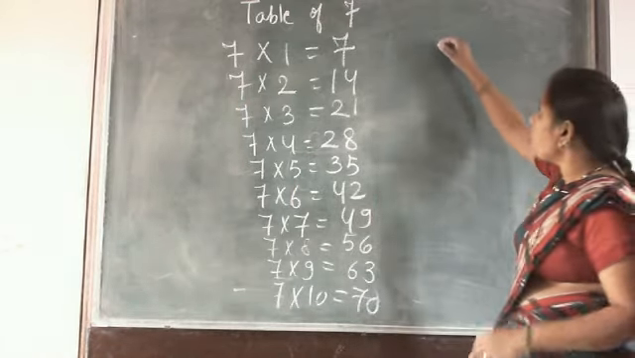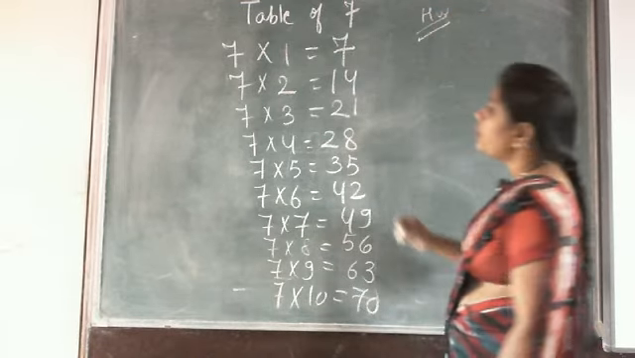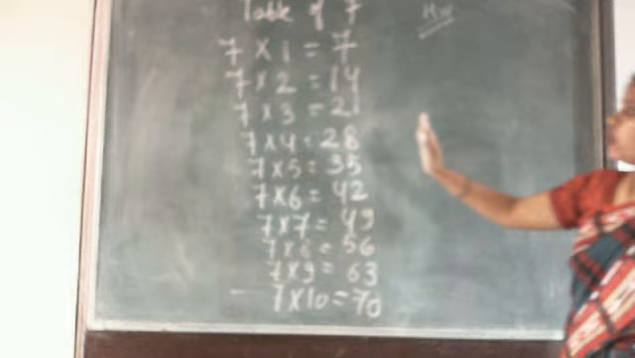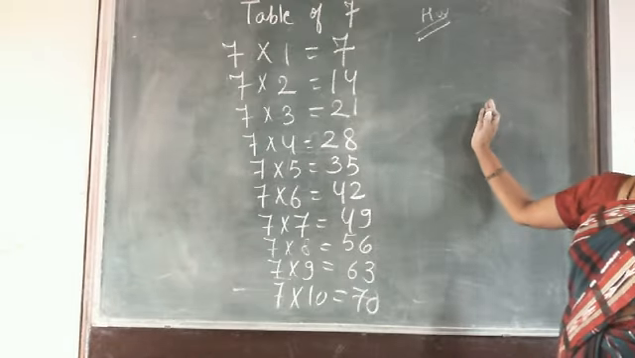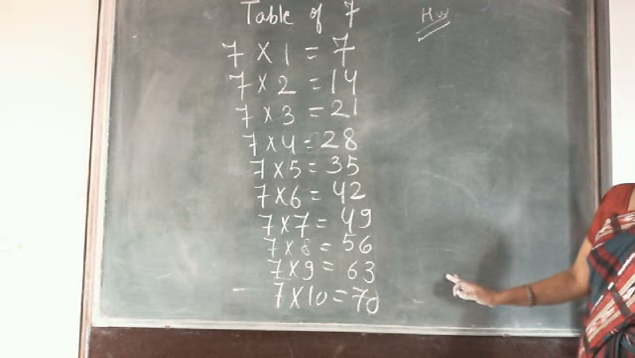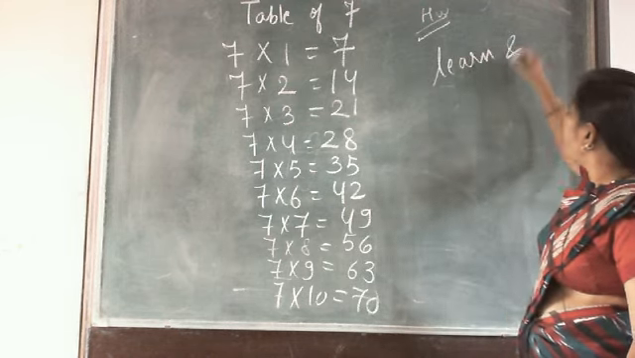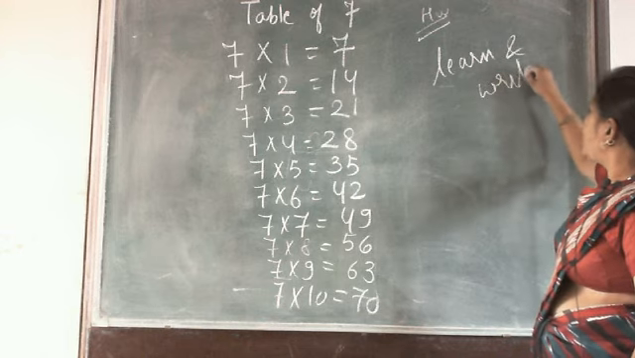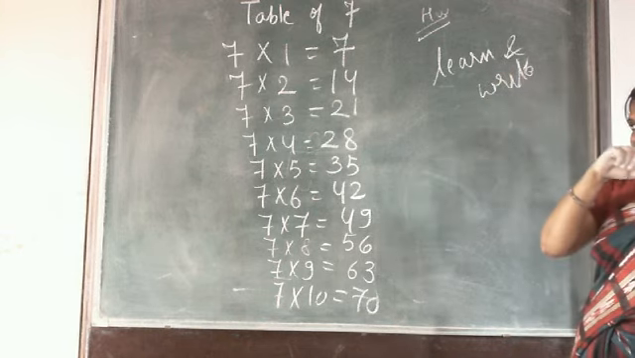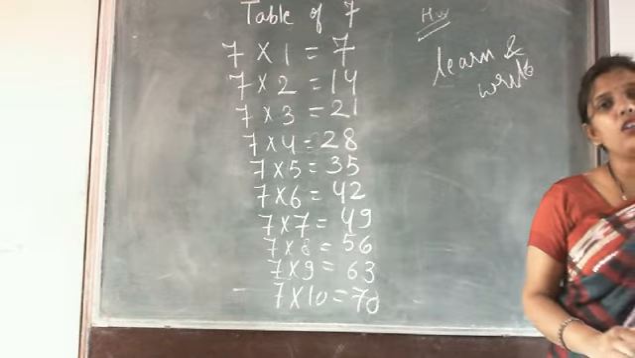Okay, again you have to write one more time the table of 7 as homework. Here you have written on the same page. If you have space, write the table of 7 again here, and you have to learn it also. Once again you have to write the table of 7 here, and learn it also.